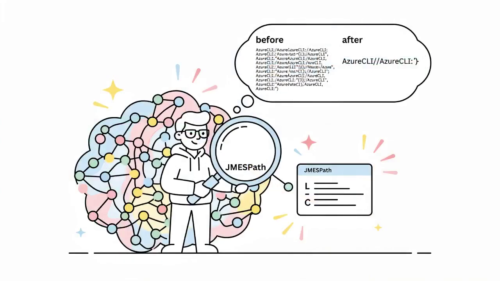The mental model is simple. Think of JMESPath as a lens you slide over the JSON to extract exactly the shape you want before it ever reaches your terminal. Azure shapes the response. Your script gets a tidy answer, and you stop scrolling through megabytes of bracket noise. Learn these 5 expressions, pair them with the right output, and you control your Azure data instead of drowning in it.